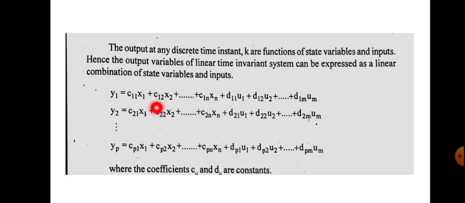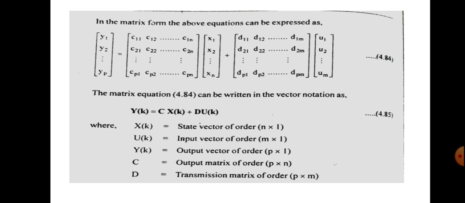And here c11, c12 etc. are coefficients. Similarly d11, d1m etc. are coefficients. And we can write this in vector matrix form. So y1, y2 etc. up to yp will be equal to the matrix c11, c12, c1n and so on, going down to cp1, cp2 etc. up to cpn. The next matrix is x1, x2, xn. Next is the D matrix and next one is U. So we can write this as a matrix equation: y of k equal to C into x of k plus D into u of k.